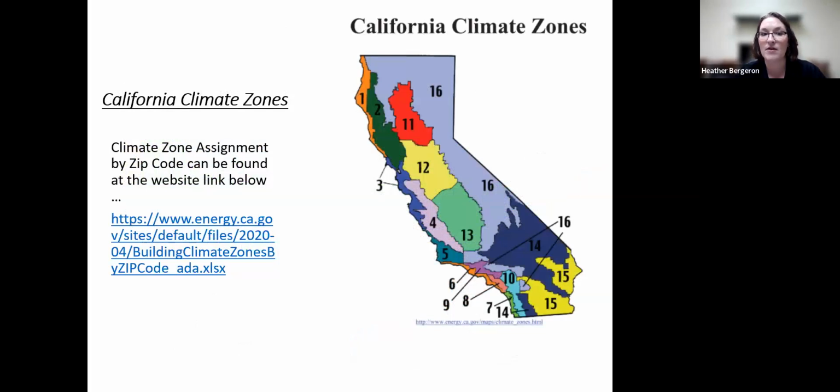Here's an example of the 16 different California climate zones. It's assigned by zip code. And here is the website that you can pull up to see exactly what climate zone that project would be in, if you're out in California, or if you have a client that is building in California and you're in another area of the US.